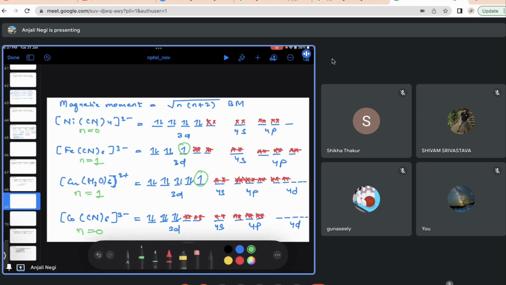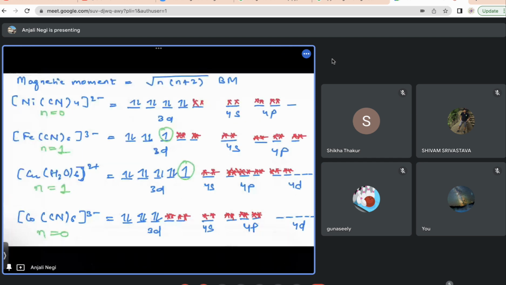So why, between these two, iron and copper, do we have a correct winner? Here the correct option is this iron complex. Any of you can answer this, because both of them have the same number of unpaired electrons, n equal to 1, but the correct option can be only one of them. So why is the correct option iron and not copper?